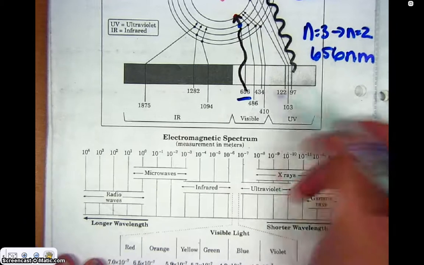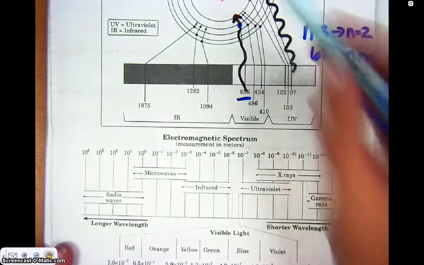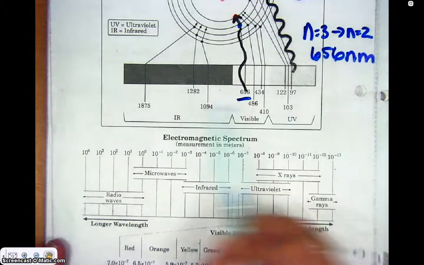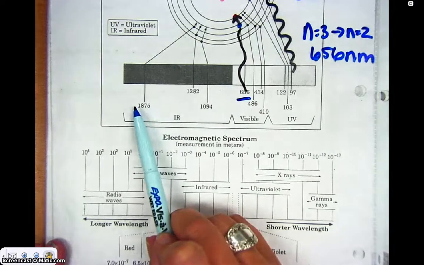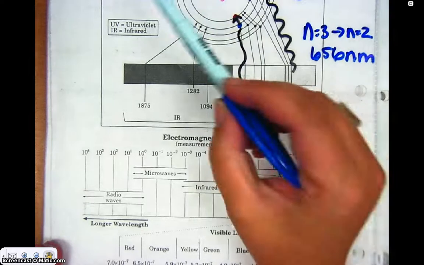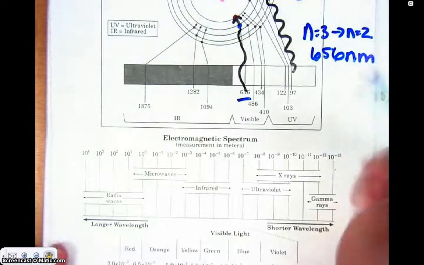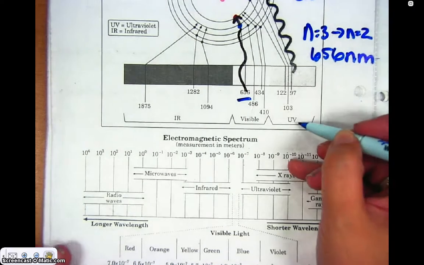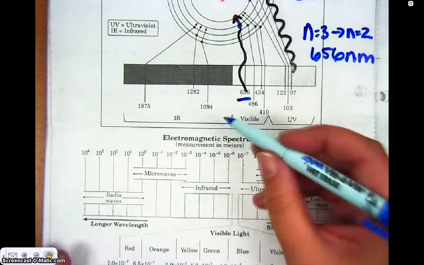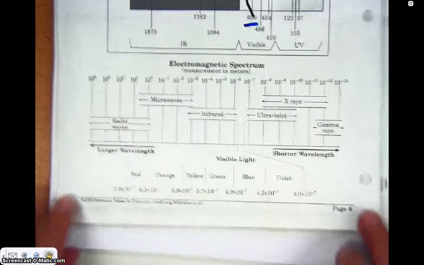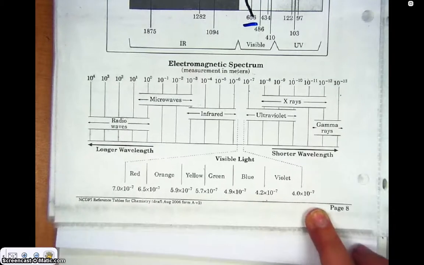So these numbers right here tell us, jumping from one shell to another, what will be the wavelength of the electromagnetic spectrum, or the wave that will be released when an electron goes from excited to a ground state. We could be asked to tell the exact wavelength in nanometers. We could be asked to say whether it's UV, visible, or infrared, or even more into detail, if we go down here, you can see we could be asked the color.